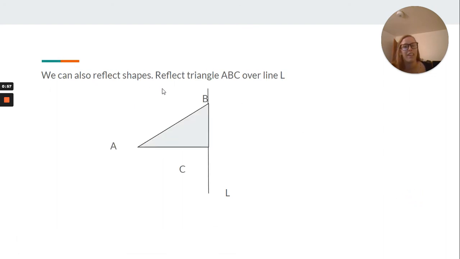You can also reflect shapes. So reflect triangle ABC over line L. So here we have point A, point B, point C. And then we have point B with the apostrophe, saying it's like the second one, and A', but point C is actually going to remain the same. Okay?